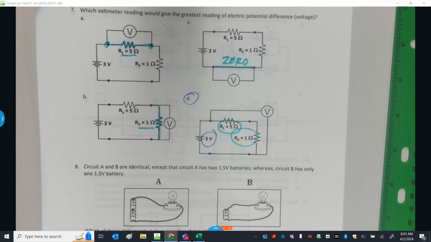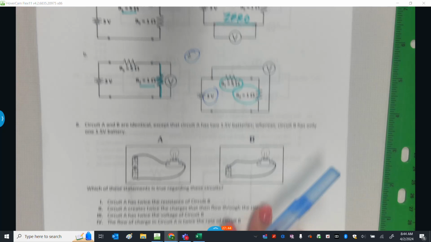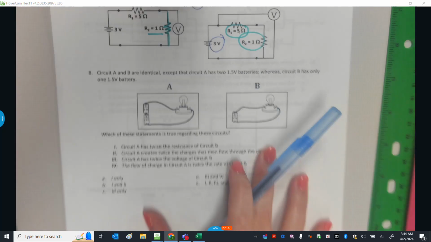Are there any questions about number 7? You guys did okay on that one. About 80% of you got it right. All right, let's take a look at number 8.